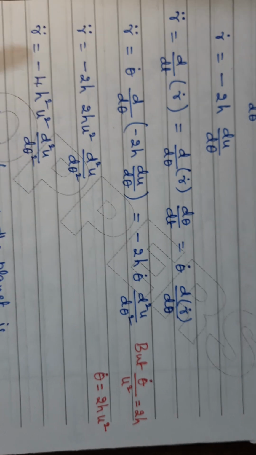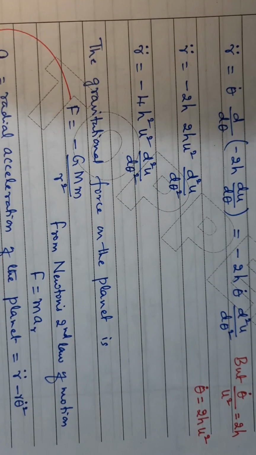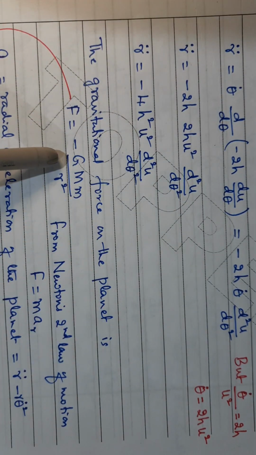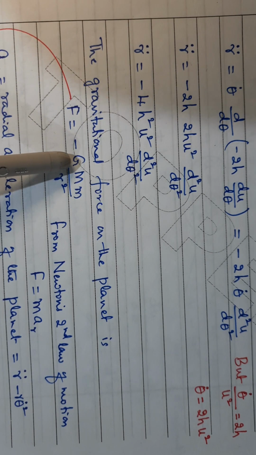Now the gravitational force on the planet is given by, according to Newton's law of gravitation, where capital G is called the universal gravitational constant.